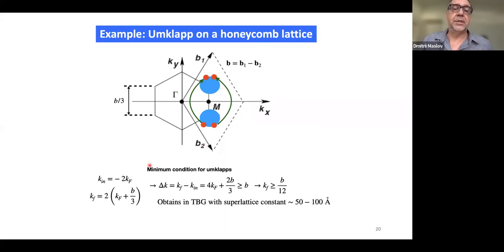That means that the momentum changes by the distance between K and K prime point, which on the honeycomb lattice is 1/3 of the Brillouin zone size. And then it has a 2kF because I placed them here on the top of the Fermi surface. So the change in the momentum is 4kF plus 2/3 of the reciprocal lattice vector. And that has to be equal to or larger than the reciprocal vector B itself. And that means that the Fermi momentum has to be larger than B over 12. And that's very hard to realize in real monolayer graphene because it requires very strong gating or doping, but it obtains in TDG because the superlattice constant is much larger than the atomic lattice constant, on the scale of 1500 angstroms. And this condition can be really realized.